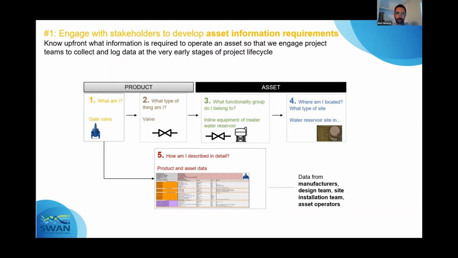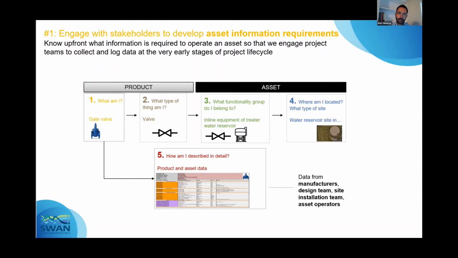A product is something we procure from a manufacturer and they produce it. By the time it gets on site and gets installed, this is where the discussion about asset begins, because it starts serving a function. The initial product is now part of a wider system, and that system is part of another system of systems, so it serves a function. For instance, a valve may be a non-return valve or an isolating valve; that is a function.